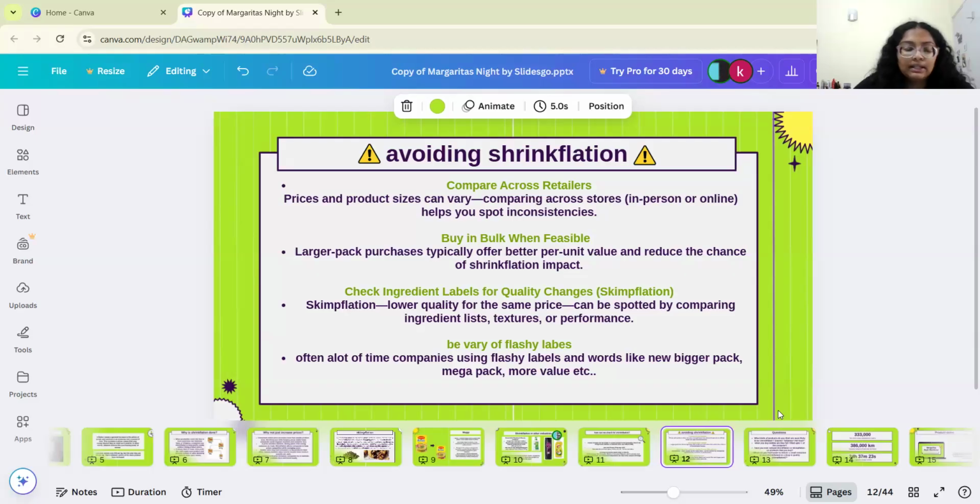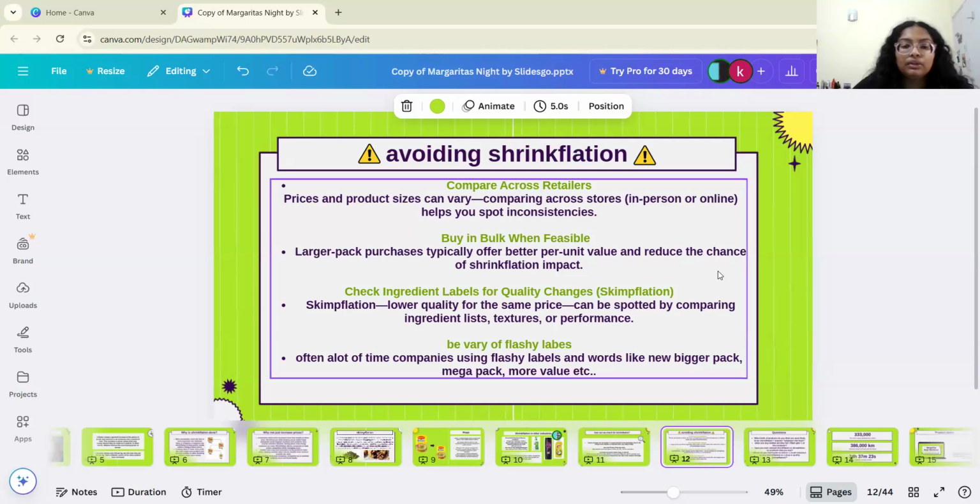You can also check the ingredients for any quality changes. So if there is a product that you guys used to buy earlier and nowadays you notice a difference, that is skimflation. You guys should also be wary of flashy labels. A lot of the times what companies use is new bigger pack or mega pack or more value when this isn't the case. More often than not, this is just a marketing scheme.